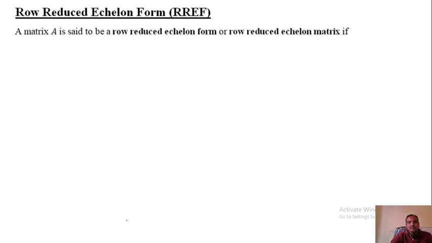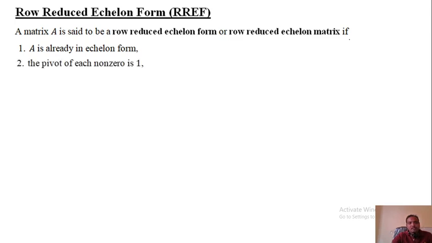Now row reduced echelon form, that means RREF. A matrix A is said to be in row reduced echelon form if A is already in echelon form, first of all. The pivot of each non-zero row must be 1. In echelon form there is no condition on the pivot, it can be any non-zero number. But in row reduced echelon form, the pivot must be 1.